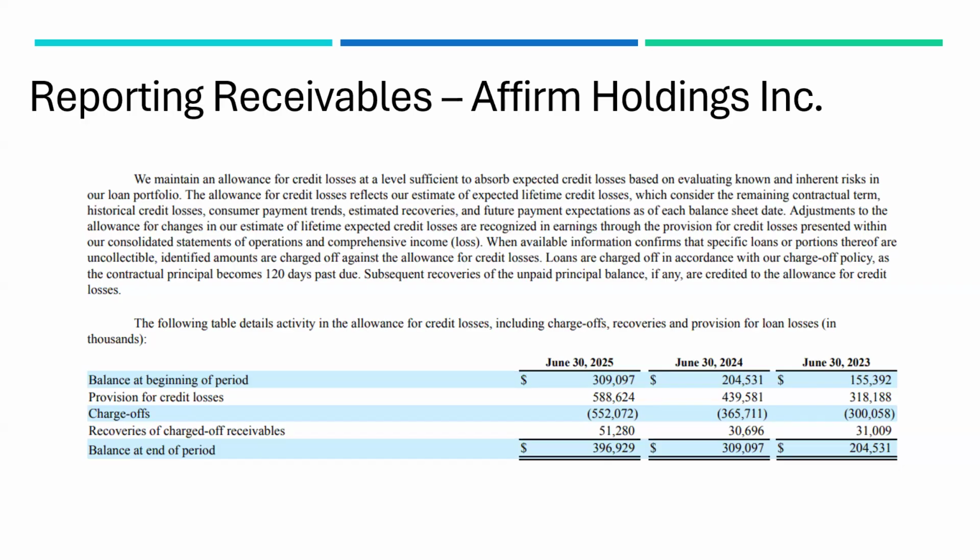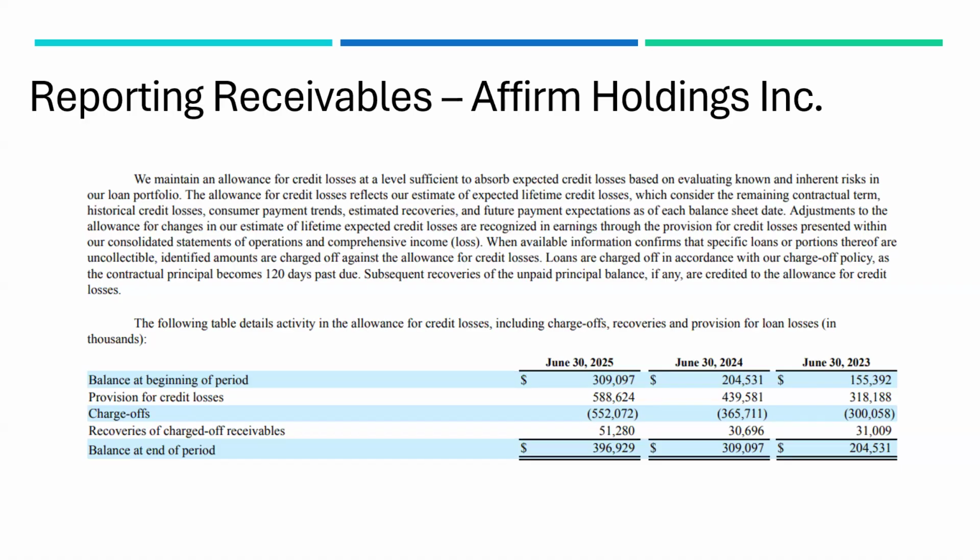So at the beginning of the period, they had about 300 million, and their provision this year was 600 million. That was their bad debt expense. And then the charge-offs, what they actually wrote off, was 552. And then they recovered from previously charged off 51,280, and then 396 was their balance at the end of the period.